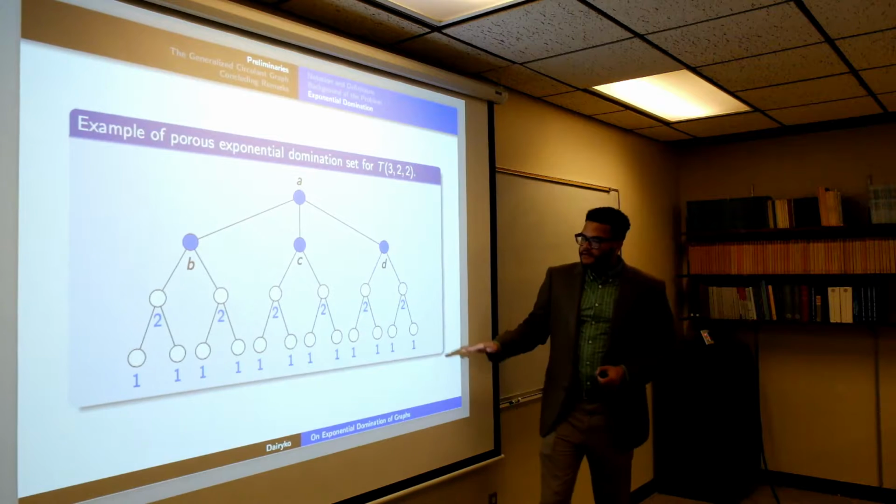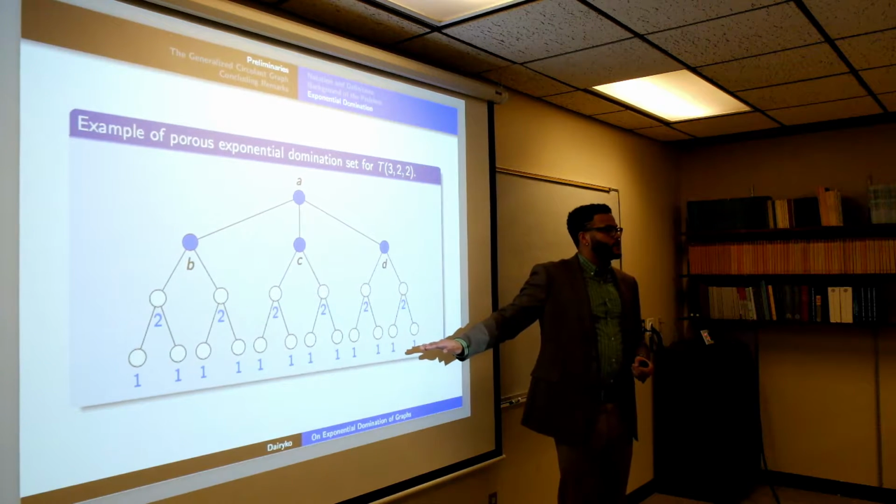If I mimic that argument for everything on the bottom row, I'll get exactly 1 for each one of these vertices.